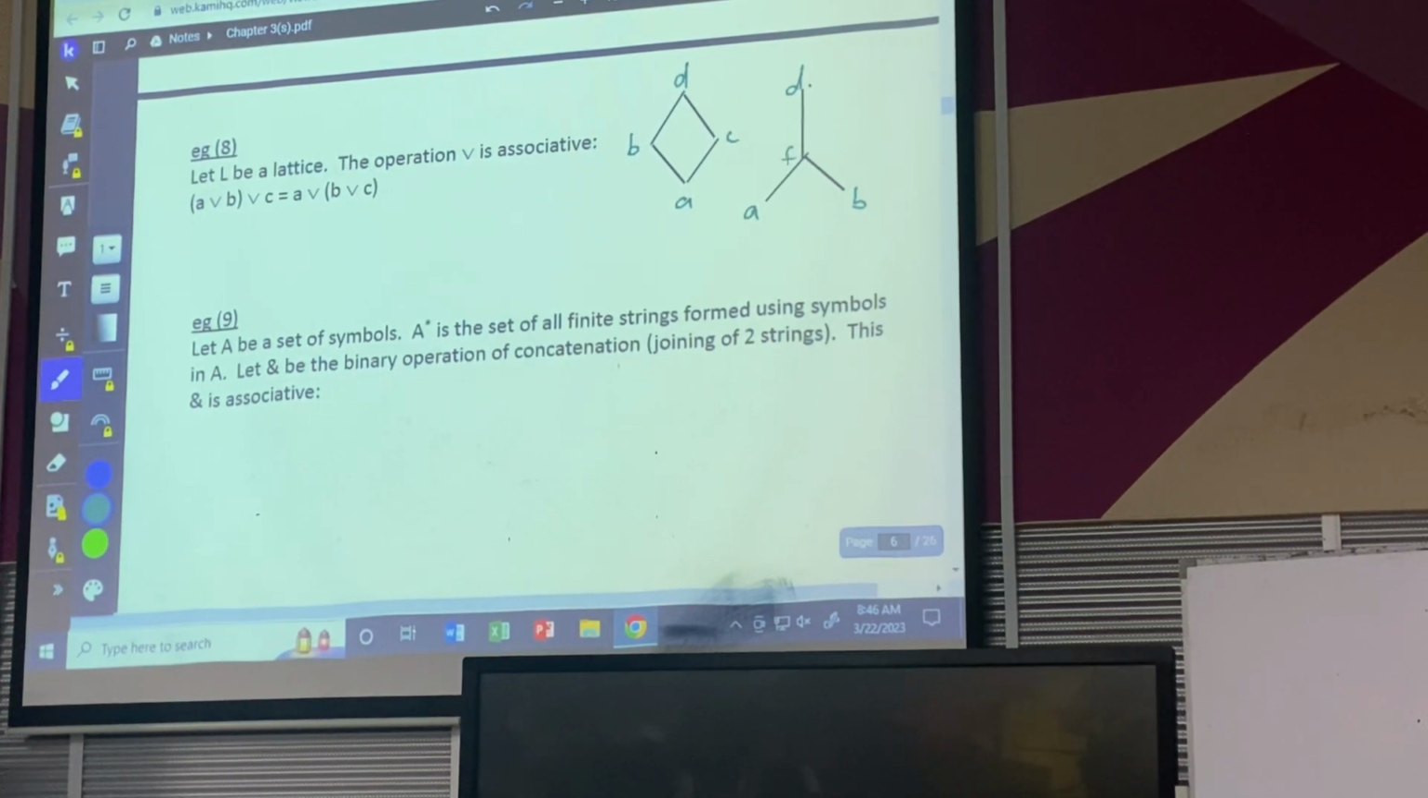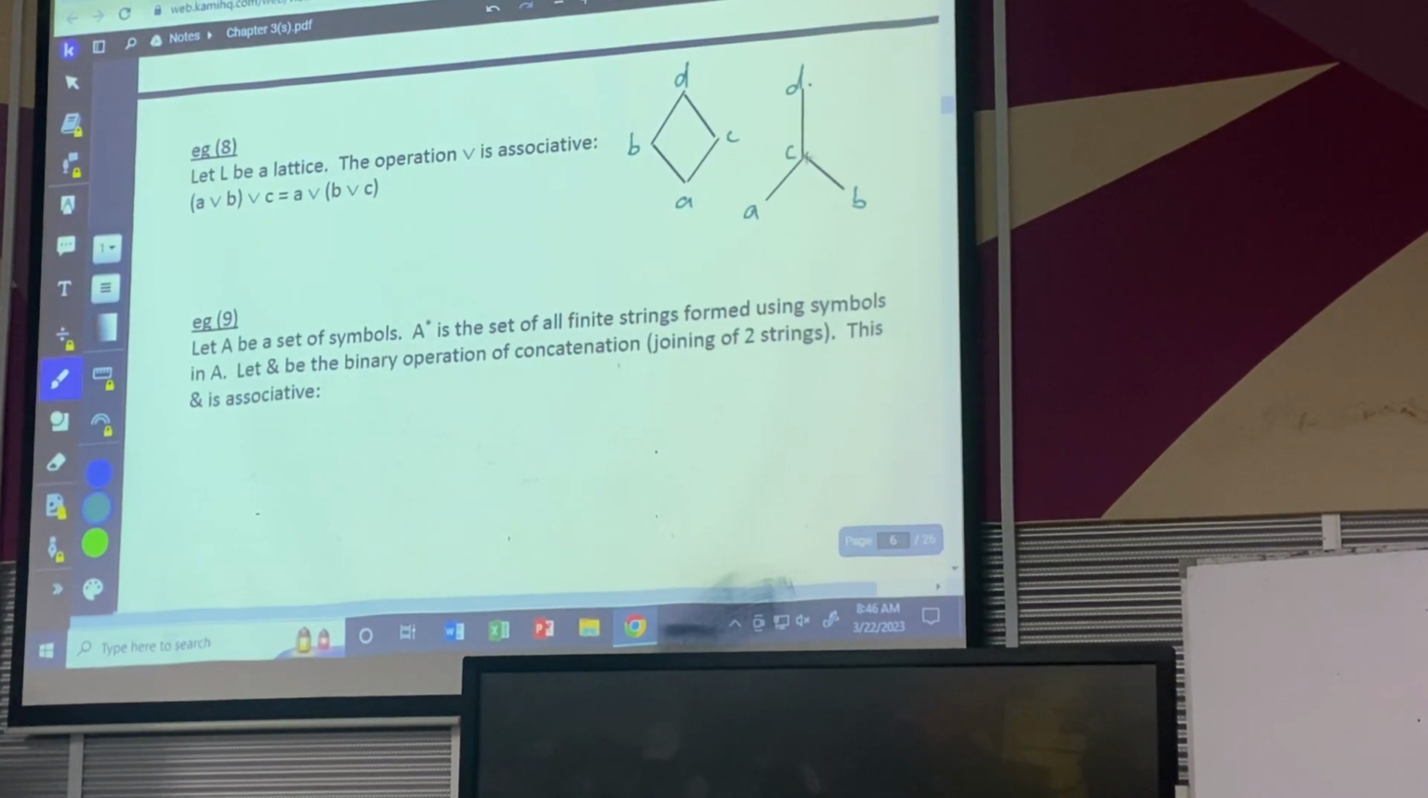So the greatest lower bound of A and C should be C, right? Because the lower bounds of A and C will be C and A. Right? So out of A and C, the greatest is C. So that's why the greatest lower bound of A and C is C.